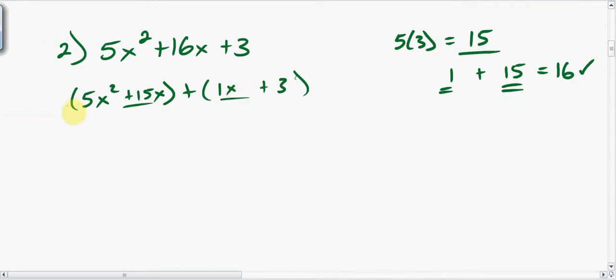Alright, so again, let's factor out the GCF. So between 5 and 15, looks like 5 is the greatest common factor. Between x squared and x, oops, open the parentheses too quickly. Between 5 and 15, 5 is the greatest common factor. Between x squared and x, x is the greatest common factor. So together, we're going to pull out a 5x. 5x squared divided by 5x is simply x. 15x divided by 5x is going to give us 3.